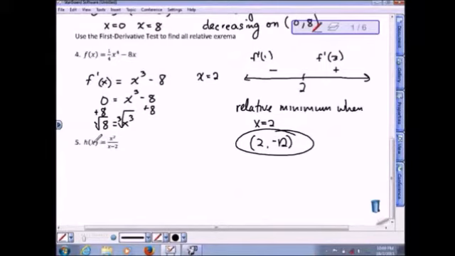Now question 5, this comes from the same section. These are both from 3.2. It's the same thing, just a different type of function to give us a little more practice here. H prime of x. Now we have to take the derivative of a quotient.